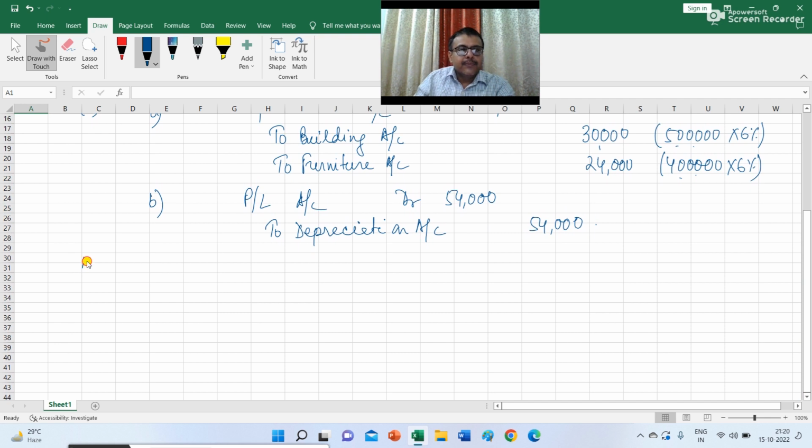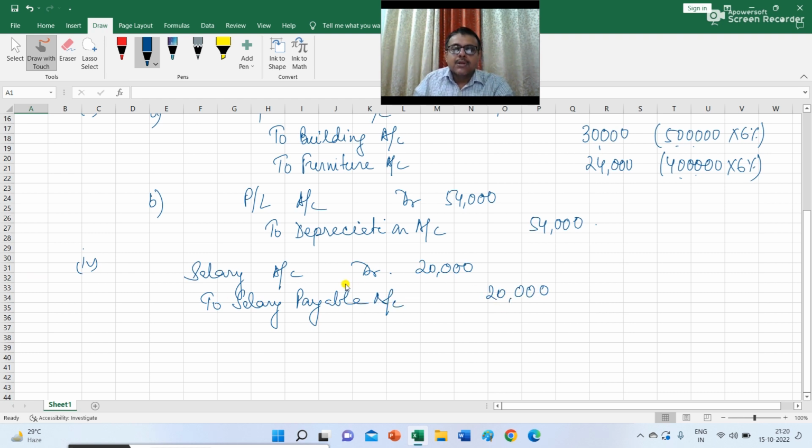The fourth adjustment entry is regarding outstanding salary. So your journal entry will be salary account debit 20,000 to salary payable account. Salary is a nominal account and 20,000 will be added with the amount of salary which is given at rupees 50,000 in trial balance. So total amount that will be debited in profit and loss account will be 70,000, and salary payable is a personal account that will be shown in the liability side of the balance sheet.